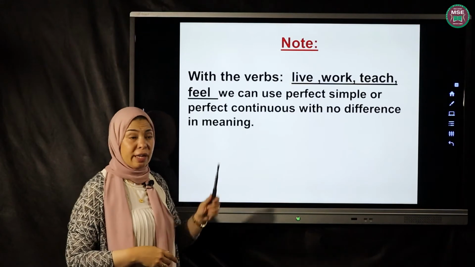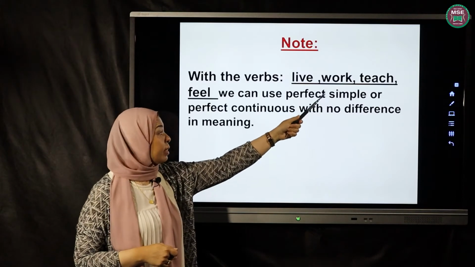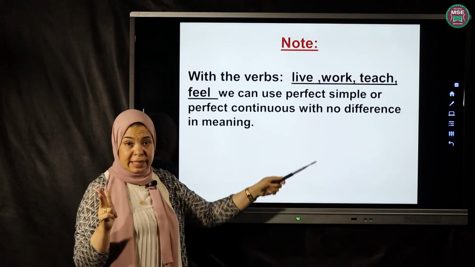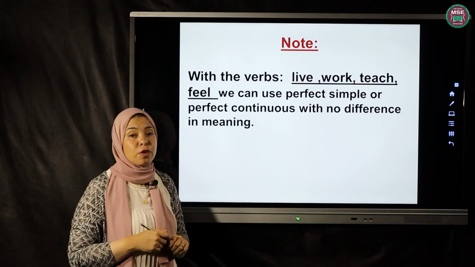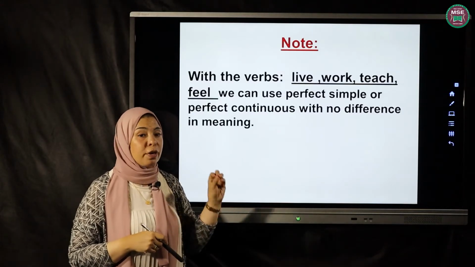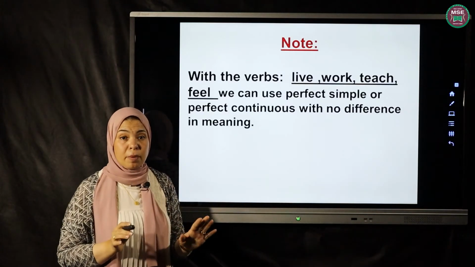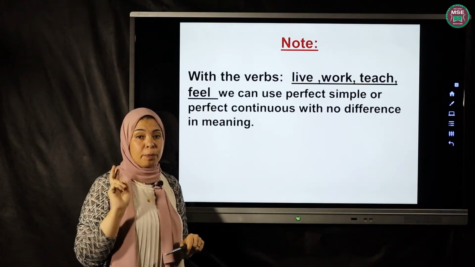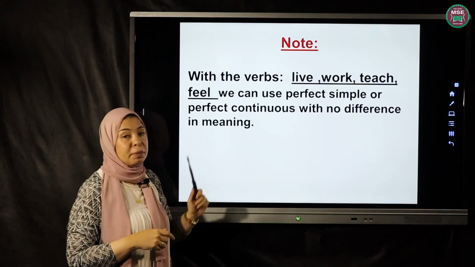This note is very important and you will find it in your grammar books. The note is saying, with the verbs live, work, teach, and feel. Those four verbs, live, work, teach, and feel. We can use perfect simple or perfect continuous with no difference in meaning. For example, if I say, I have been living in France for 4 years, or I have lived in France for 4 years, it's the same. So this is because live, work, teach, feel. I can use those four verbs in both present perfect simple or present perfect continuous with no difference in meaning.